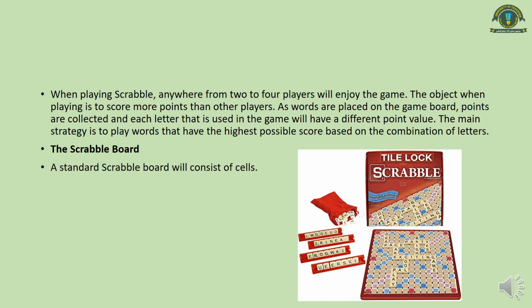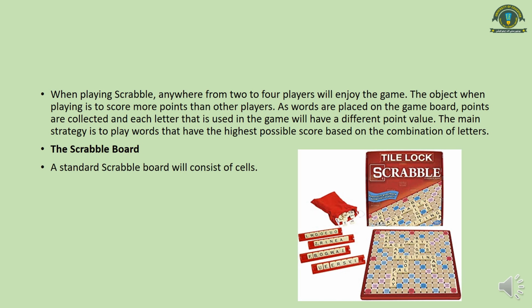When playing Scrabble, anywhere from 2 to 4 players will enjoy the game. Though you can play the game alone, the object when playing is to score more points than other players, so you need more people with you. As words are placed on the game board, points are collected and each letter that is used in the game will have a different point value. The main strategy is to play words that have the highest possible score based on the combination of letters. So this is a crossword, but this is giving you some value for each word. So by making a very good word, you can get a very good score.